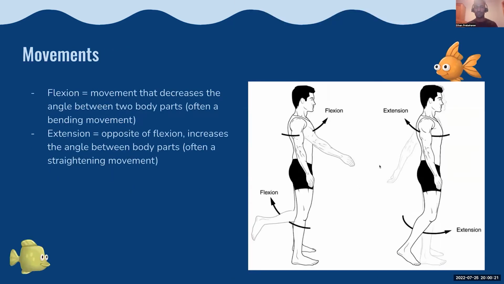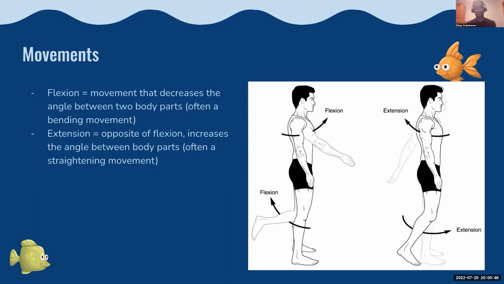And now there's a bunch of fancy words that we need to know for movement. It can seem daunting, but again, there's plenty of good pictures online. So the first thing we'll start with is flexion, okay? When you think about flexing, you probably think about flexing your biceps, and just think about what that movement implies. When we think about the definition of flexion, it's the movement that decreases the angle between two body parts, and it's often a bending movement.